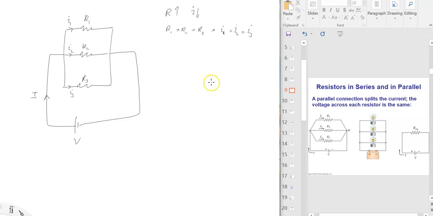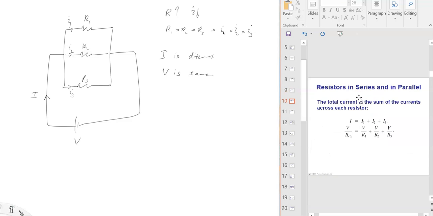So the next diagram right over here on the PowerPoint, just replace the resistors with light bulbs. These resistors can be anything. So the current splits, right? I is different, V is same. These are the important things to remember. In the previous one, series connection, it's the same current but different voltages. How do you find the equivalent resistance, the total resistance for a series connection?